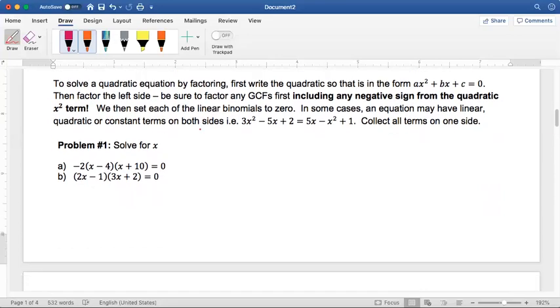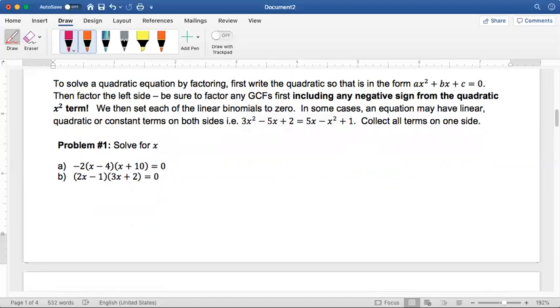So to solve a quadratic equation by factoring, first we write the quadratic so that it's in the form ax squared plus bx plus c equals 0. Then we factor the left side. So we make sure that we factor any GCFs out, including the negative sign from the quadratic term. Then we set each of the linear binomials to 0.